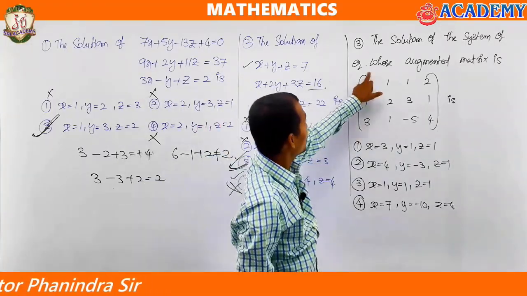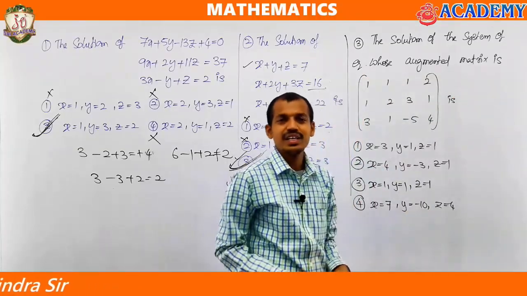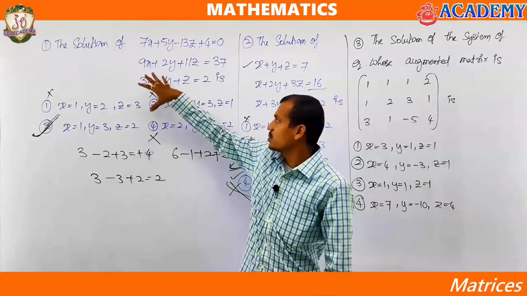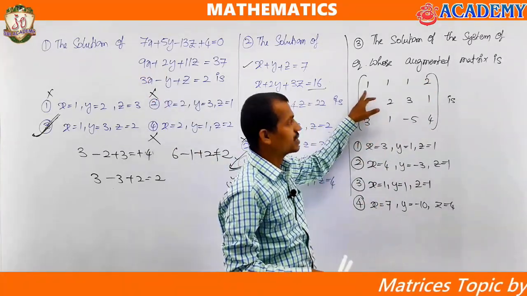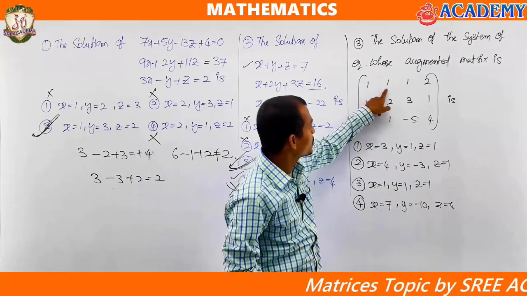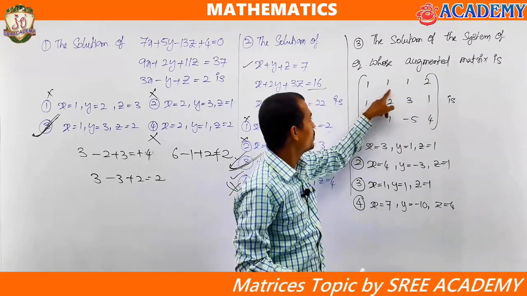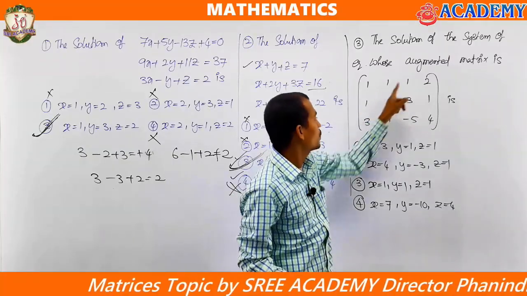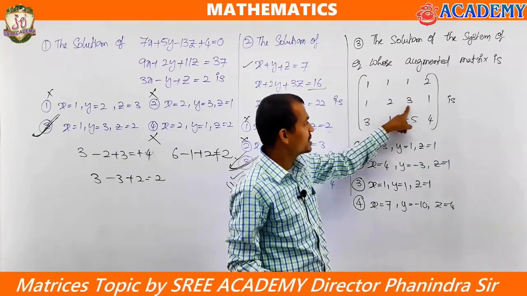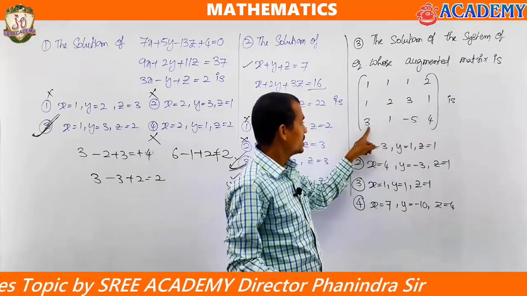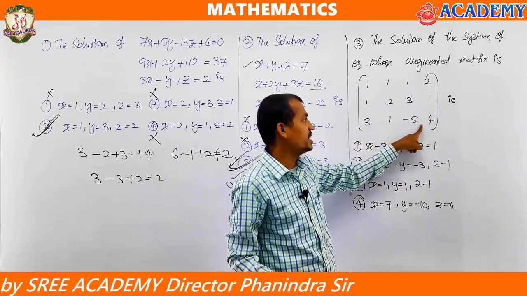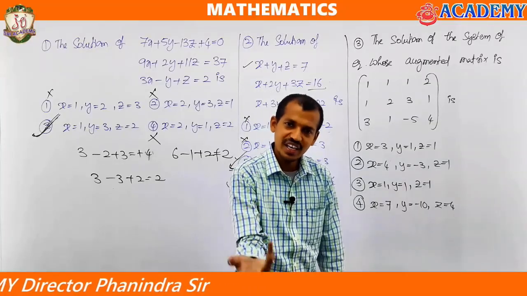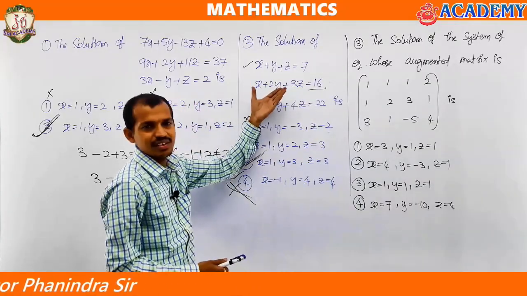Indirectly, what is given? An augmented matrix. What is an augmented matrix? Simply, you can get the total equations by using the augmented matrix. That is, you can write the equations: x plus y plus z equals 2, x plus 2y plus 3z equals 1, 3x plus y minus 5z equals 4. If you write the equations and substitute the values, you will get the answer.